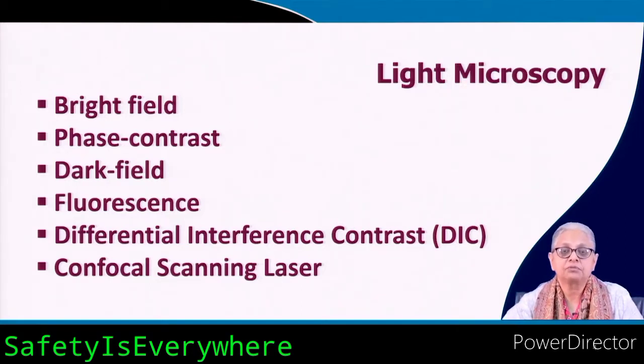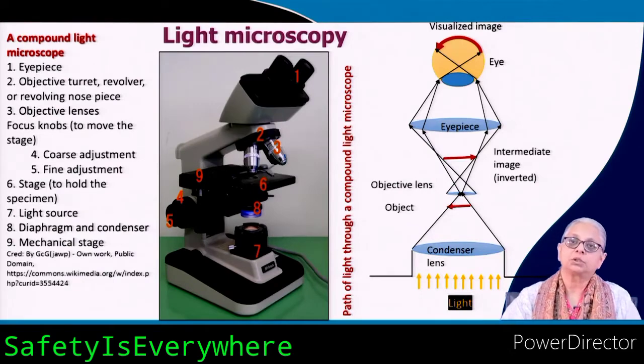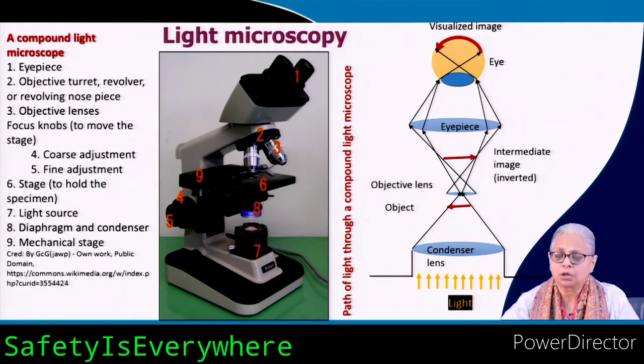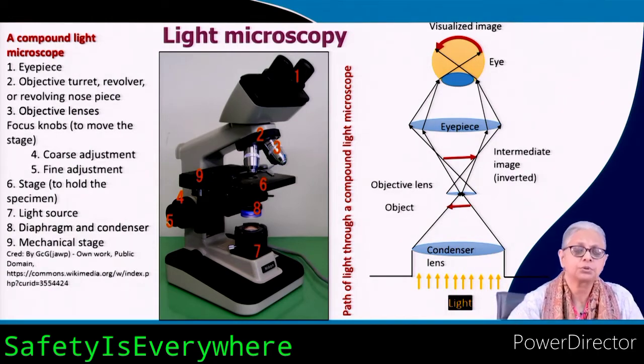So these are the 6 different types of light microscopes that are now available, and we can get all kinds of results from these different types of microscopes. So we're going to look at bright field, phase contrast, dark field, fluorescence, differential interference contrast, and confocal scanning laser microscopes. Let's start with the simplest one, and most of you are familiar with it. This is your standard conventional optical microscope. So it's also called a compound microscope, a light microscope, or an optical microscope. You can use any of these terms.